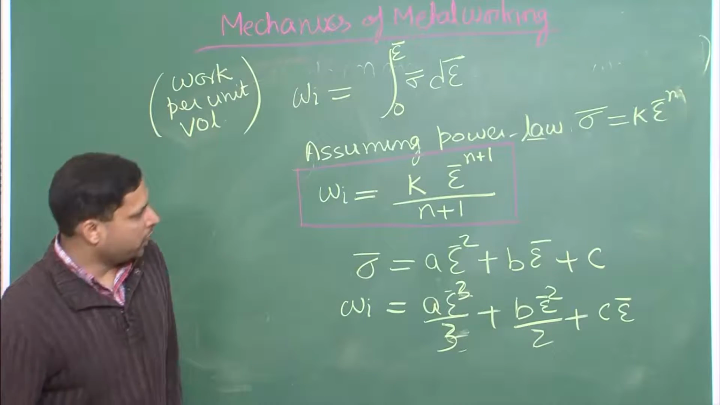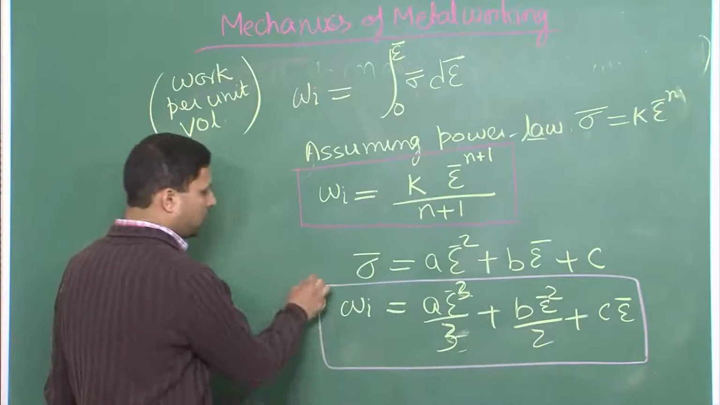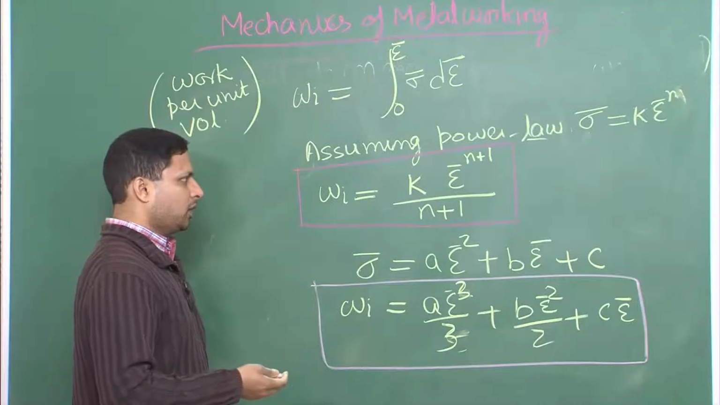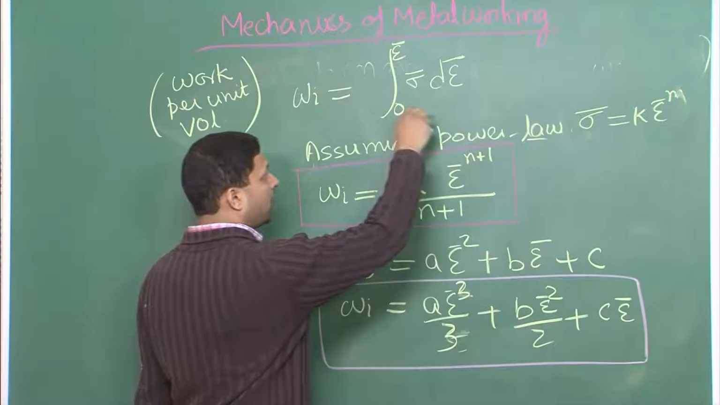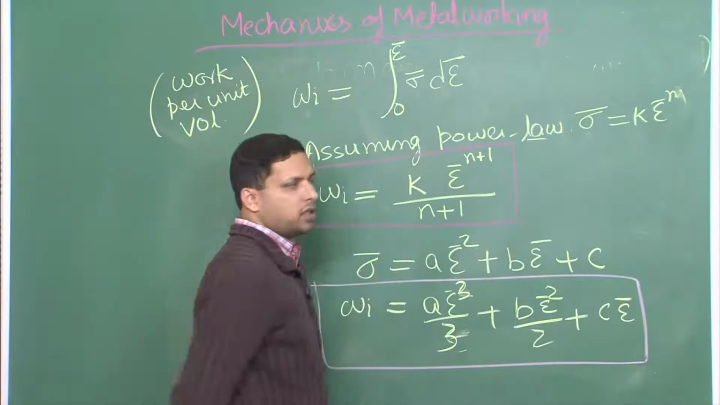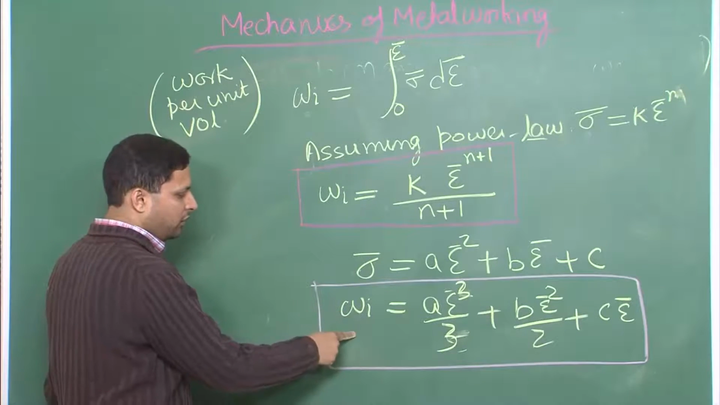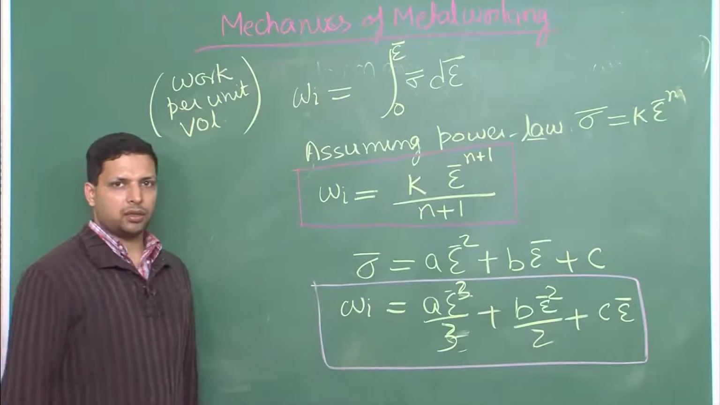The only point I am trying to make here is that do not take this equation as a hard and fast rule. It depends on what the flow behavior is. The fundamental equation is this: you have to integrate flow stress times d epsilon bar, and if the flow stress was given by this, you will come to the work per unit volume equation something like this.